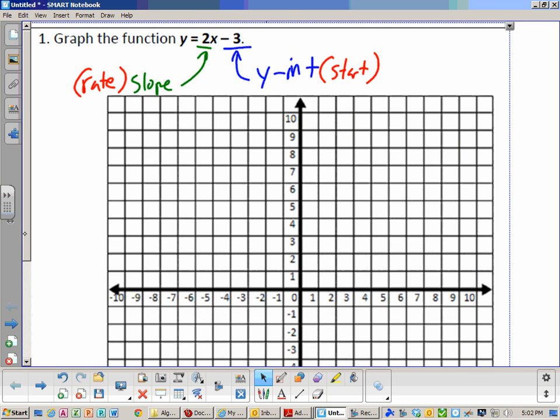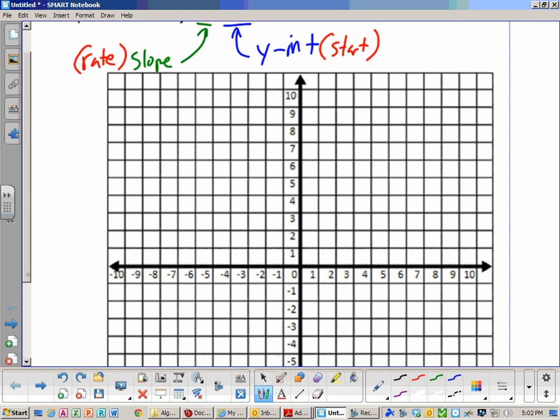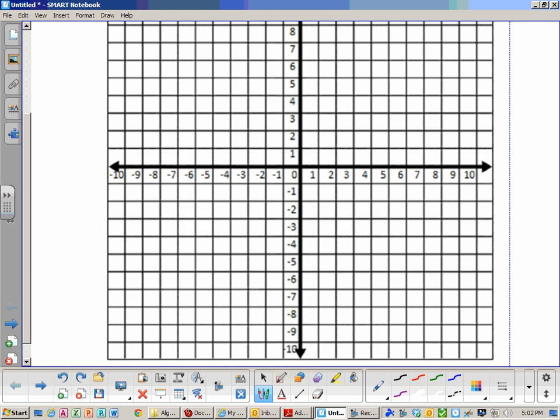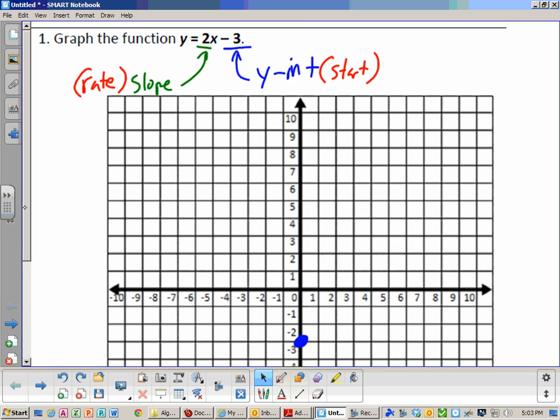So let's go ahead and put the starting place. The starting place is not just 3, but -3. Cannot forget that negative. So we're going to put a point right here at -3. Let me just count. 1, 2, 3. This is 3 right here. So we're going to start at -3. We're going to put a nice good point to clarify we're starting there. And then we're going to have a rate of 2.